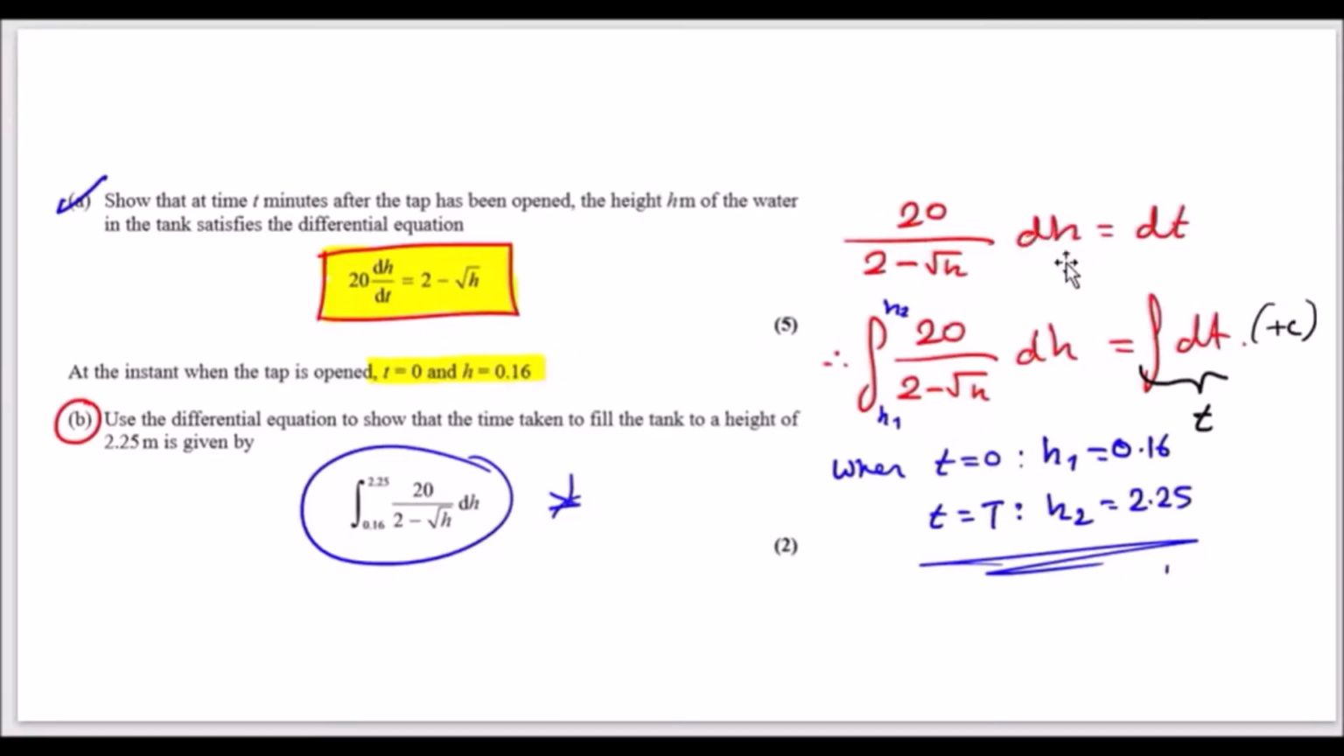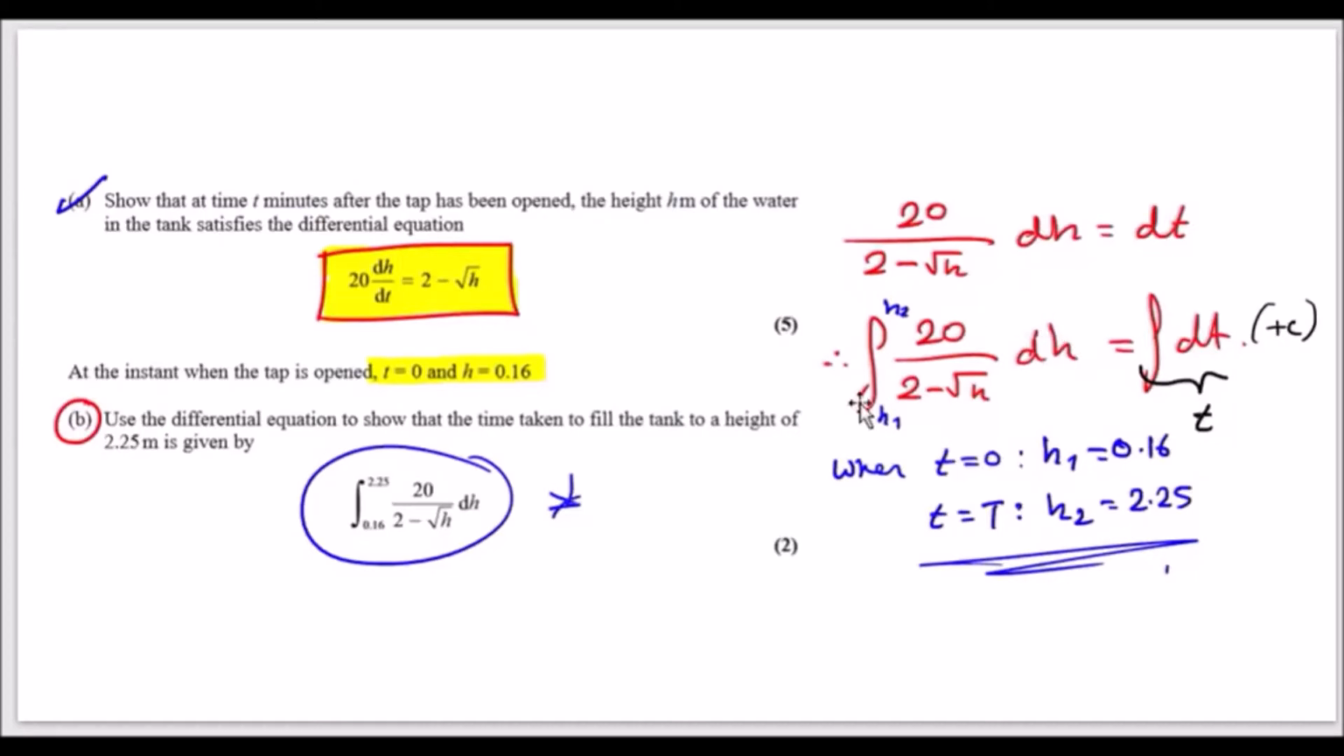And now we have it. For these kind of questions, you must always get the h terms together or the t terms together. If you don't have t terms, then you can just stick a number term. But h terms must go with dh. And I just pop in an integral sign for both, and there we go, 20 over 2 minus root h dh. And now we just integrate.